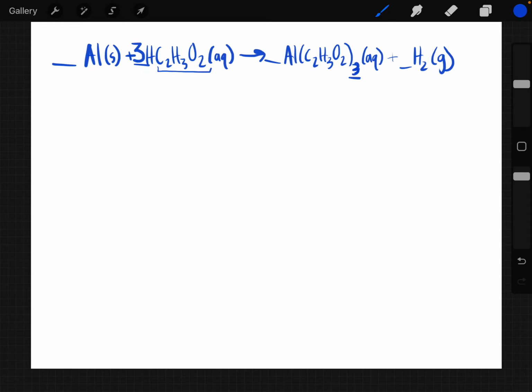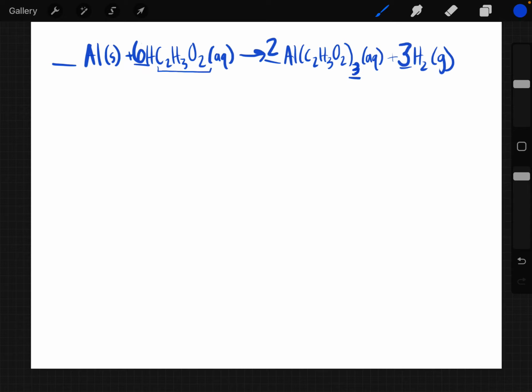I can move on to my hydrogen. I have 3 hydrogens on the left side, 3H, because acetate is its own thing. But I have 2 over here on the right side. So I'm going to have to multiply this H2 by 3, because the least common multiple is going to be 6 hydrogens. So I'm going to change this one to 6 so that my hydrogens are happy. But now I need to go back and double check my acetates. On the left side I have 6 acetates now, but on the right side I only have 3. So I'm going to multiply by 2 to make that acetate happy.